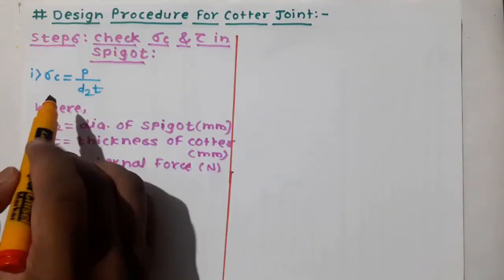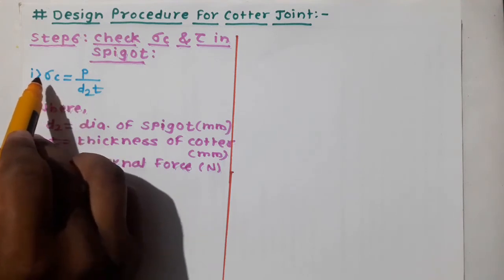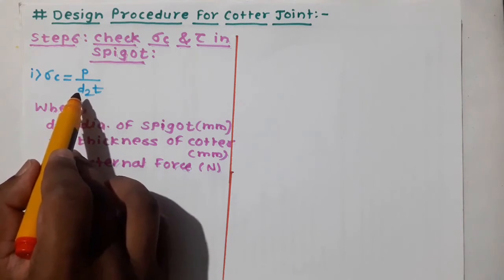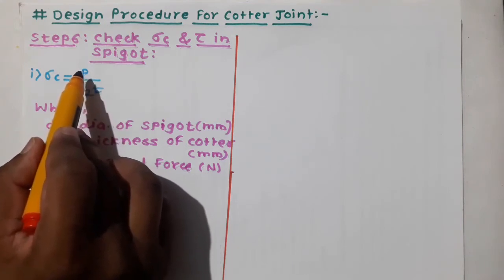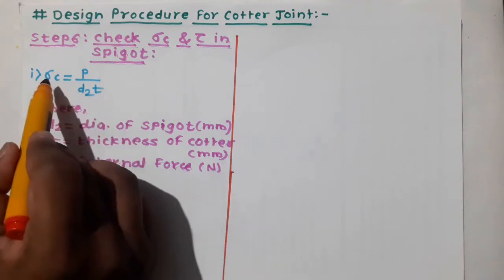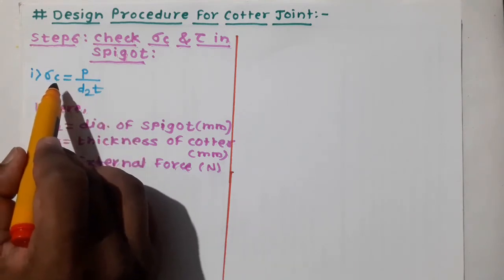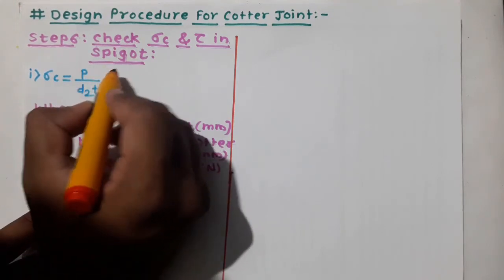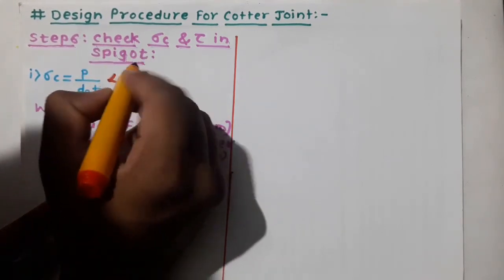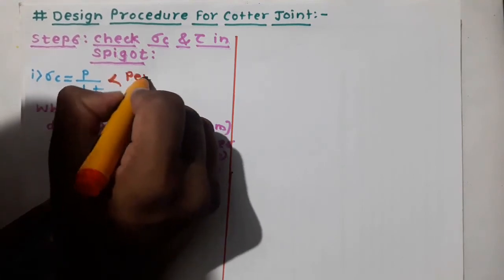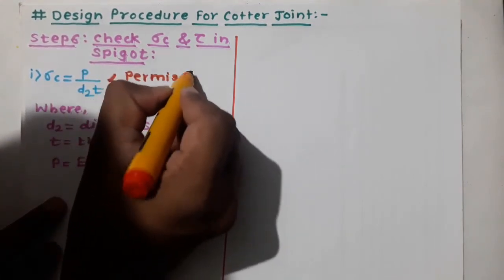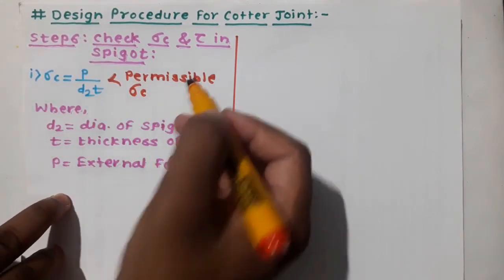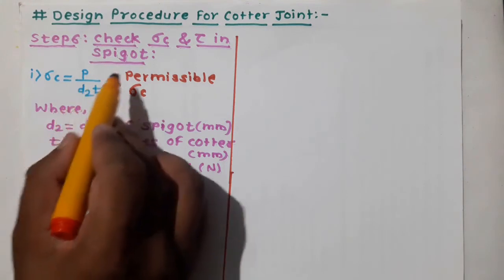So first of all, you have to write the equation for crushing stress for spigot. Sigma c is equal to p upon d2 into t. We have to put the value of d2 diameter of spigot, t thickness of quarter, and p external force as I have written here, and you have to calculate the induced crushing stress in the spigot. Now remember that for the safe design, this value of induced crushing stress in the spigot must be less than permissible crushing stress sigma c. Okay, then and then only we can say that the design of spigot is safe.